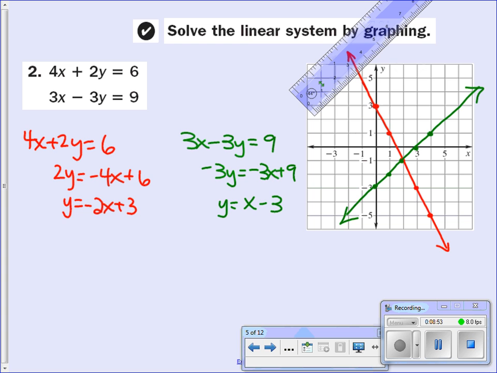And my solution would be the one ordered pair where it crosses. This ordered pair is (2, negative 1). And there's my answer. Let's take a second to make sure that that works. 4 times 2 plus 2 times negative 1, and yes, that is 6. 3 times 2 minus 3 times negative 1. And this one gets tricky because that's actually 6 plus 3, which is 9. So that is one ordered pair that works in both equations.